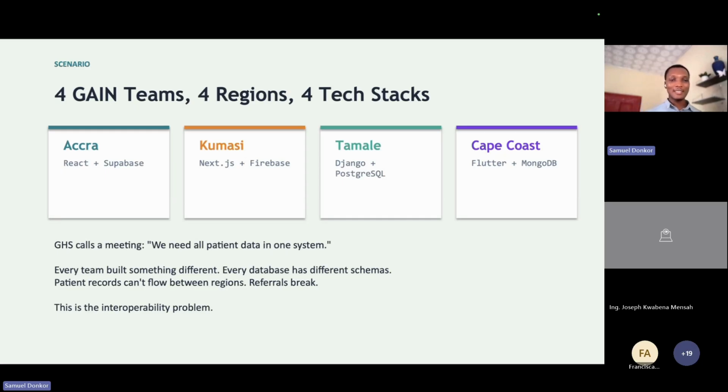right? But here's the thing: every team builds something different. The tech used is totally different. The database systems have different schemas. Patient records can't flow between regions because the first system doesn't know how to talk to the second system, right? So let's say the Accra guys stored a patient's name as patient_name. The second group stored it using camel case, so patientName for the name part, right? So there's an interoperability problem. That means these systems can't talk to each other, right?